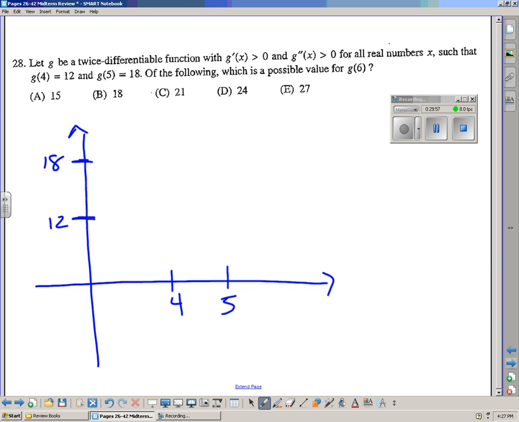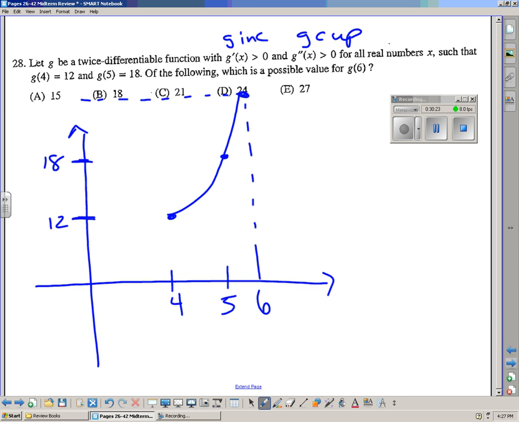Now, here's the thing. We know a few things. Since g prime of x is greater than 0, that means g is increasing. And since the second derivative is greater than 0, that means g is concave up. So what that means is this function looks something like this. So it says, which of the following is possible for g of 6?